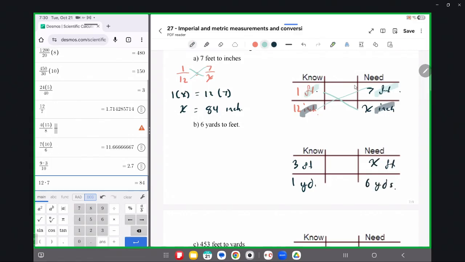So feet and feet: we have feet, feet, lined up on top, yards, yards, lined up on the bottom. And so we're looking to solve 3 over 1 is equal to x over 6. So we multiply 3 times 6 and multiply 1 times x. So 3 times 6 is 18. So there are 18 feet in 6 yards.